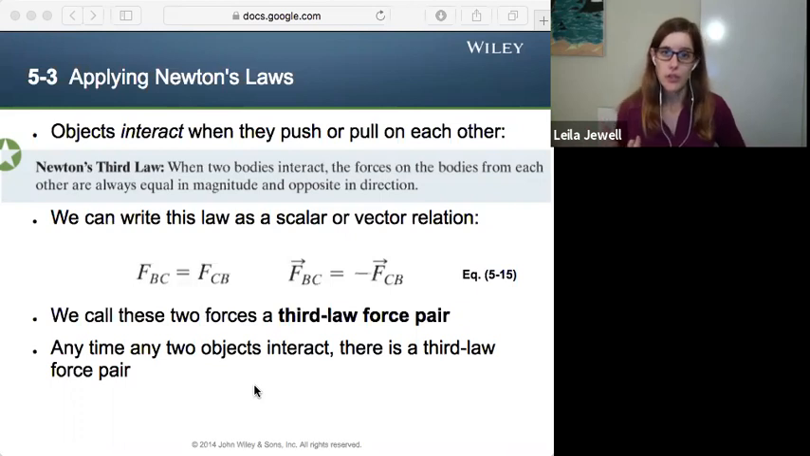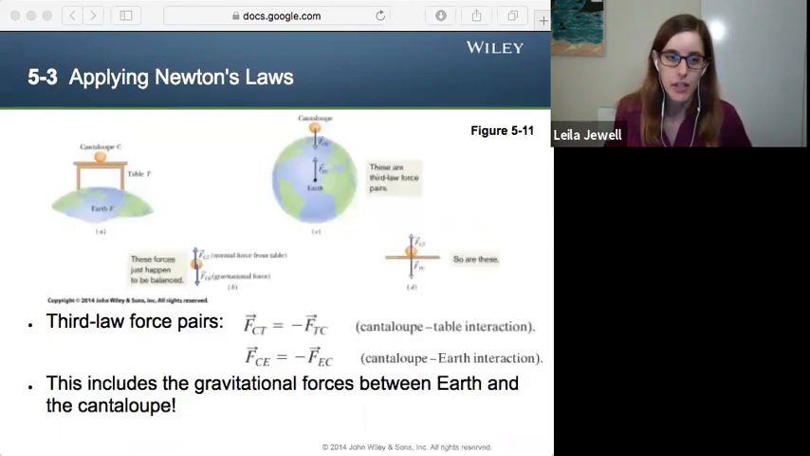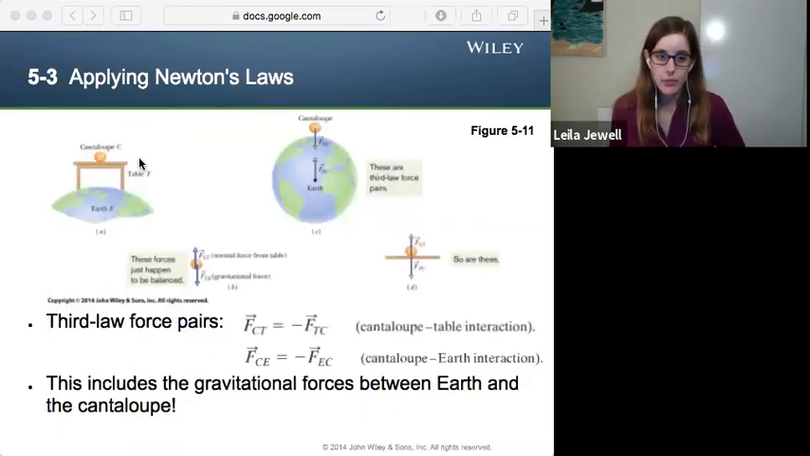So this is useful when you're solving problems because you can identify, hey, if an object is pushing on someone, then that person is also pushing on the object. It goes both ways. So let's look at this in an example. So we have a cantaloupe resting on the table on the earth. This is a giant cantaloupe and a giant table, but it works better in the picture that way. So there's a couple of third law force pairs that can be here, right?